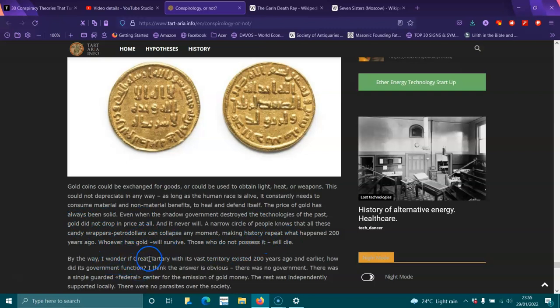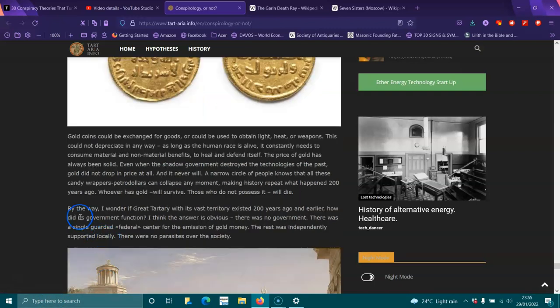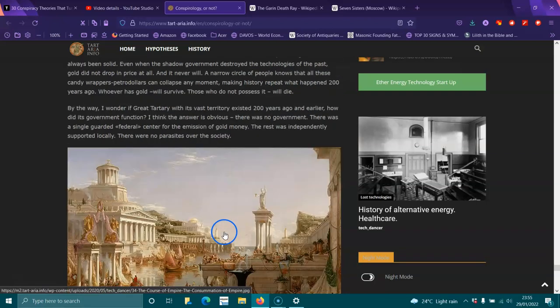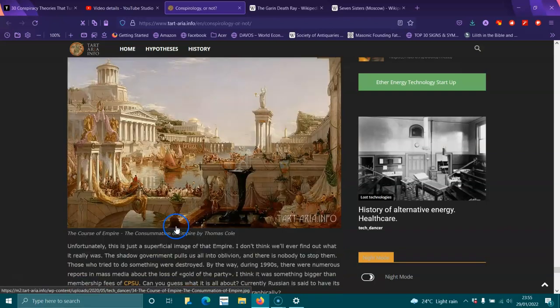In the same way, I wonder if the great Tartary, with its vast territory, existed 200 years ago and earlier. How did its government function? I think the answer is obvious. There was no government. There was a single guarded federal center for the emission of the gold money. The rest was independently supported locally. There were no parasites over the society. Unfortunately, this is just a superficial image of the empire. I don't think they'll ever find out what really happened. The shadow government pulls us all into oblivion, and there is nobody to stop them. Those who tried to do something were destroyed.